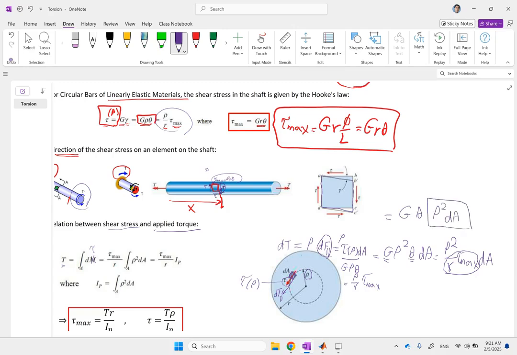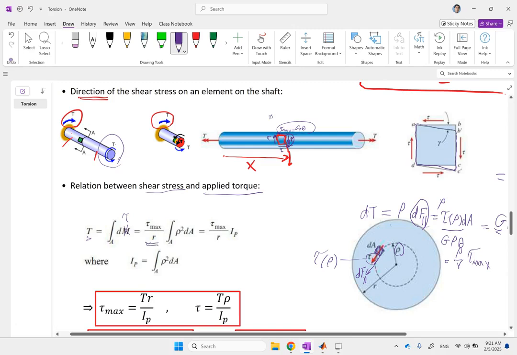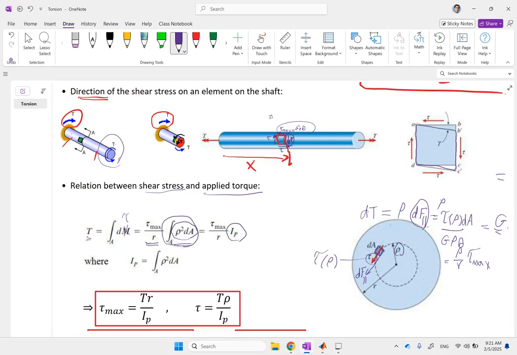This term is going to stay in the integral because when you move dA, rho changes with dA when you sweep the whole area. So your total torque is going to be tau max over R times the integral of rho squared dA. And if you remember, this integral is the polar moment of inertia about the axis of the whole surface, I polar, times tau max over R. So from here, this is equal to T. Now, if from here you solve for tau max, you can see tau max is R T over I P.